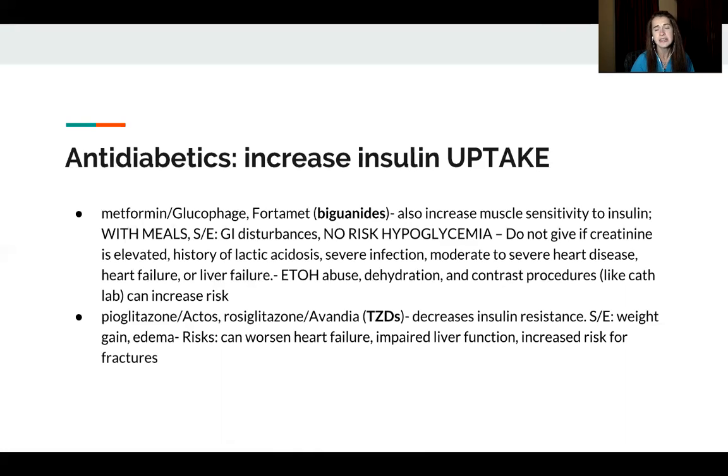You do not want to give if the creatinine is elevated, history of lactic acidosis, severe infections, heart disease, heart failure, or liver failure. Also, anybody with alcohol abuse, dehydration, or any contrast procedures can increase the risk for lactic acidosis. There are also a class of drugs, TZDs. These are the pioglitazone or Actos and rosiglitazone or Avandia. They used to be really highly used, but they are rarely used now due to risk for heart failure or impaired liver function. They decrease the insulin resistance, can cause weight gain and edema.